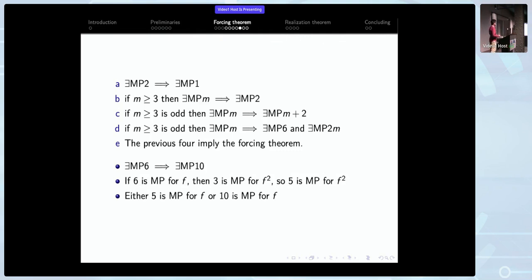So I'm going to try and prove that if there exists a point of period 6, then there exists a point of period 10. So if 6 is the minimal period for f, then 3 is the minimal period for f squared, because I've just iterated. Then, by part C, I can add 2, and 5 is the minimal period for f squared. That means either 5 is a minimal period for f, or 10 is a minimal period for f, because I have a period of f squared. In the case of 10, then I'm happy. That's what I wanted the whole time. But if I have 5, then I can use part D to get the 10 I needed. So in both cases, I'm happy. So that's what that proof looks like.